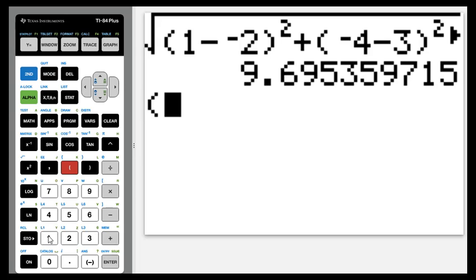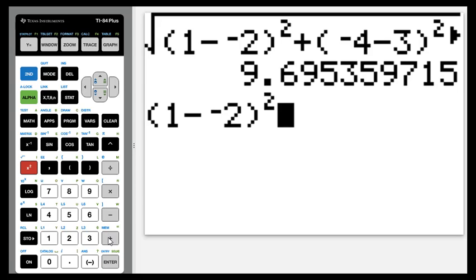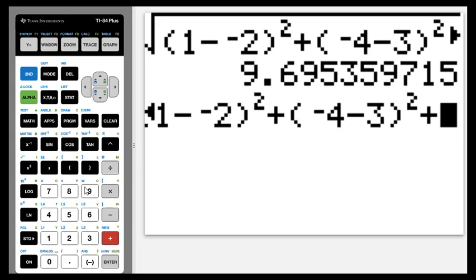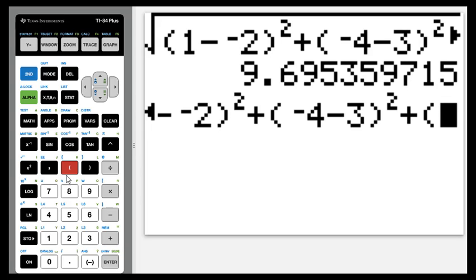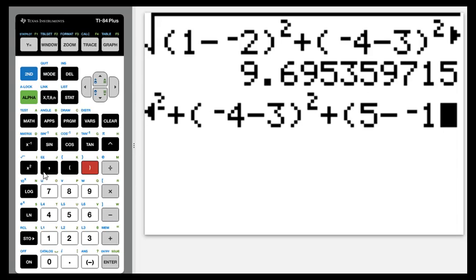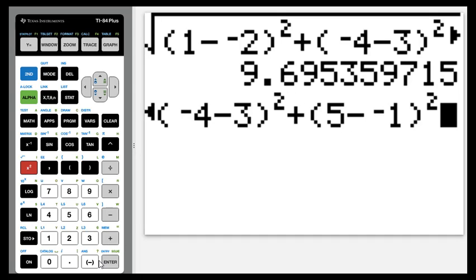Therefore, you have to put 1 minus -2 squared, then plus -4 minus 3 squared, then plus parentheses 5 minus -1 squared. Then enter.